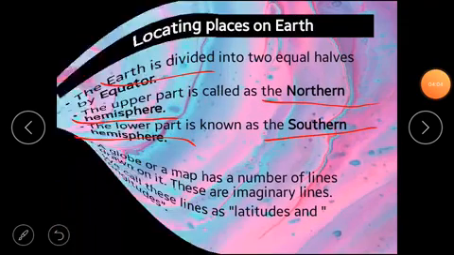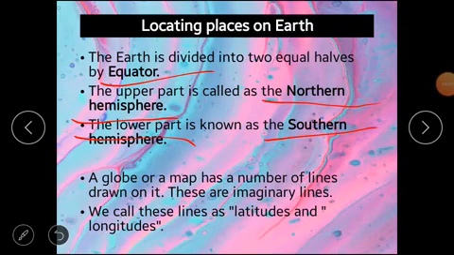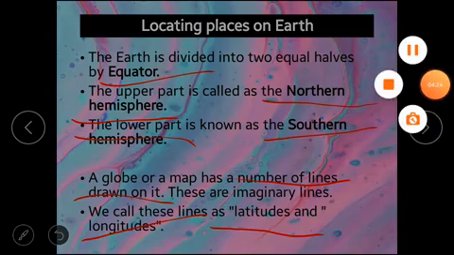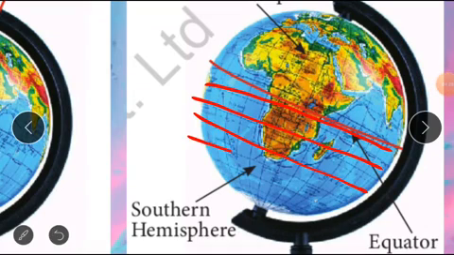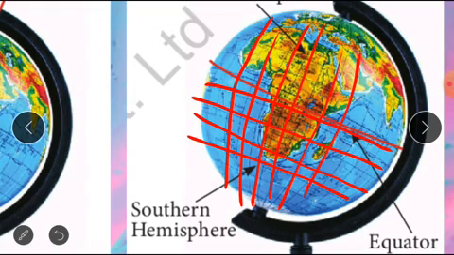Now a globe or a map has a number of lines drawn on it. These are imaginary lines, that means they do not exist in real, but we have drawn them. So these lines are called latitudes and longitudes. As you can see here, these are the lines. Now we will discuss them in detail.